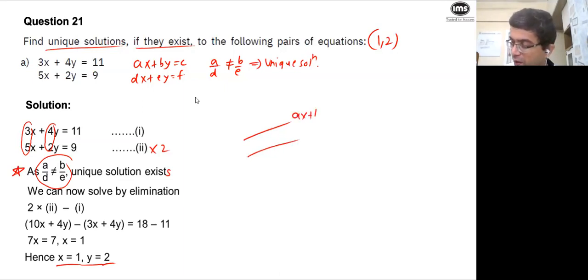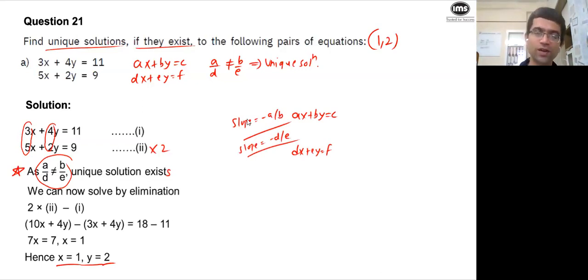Suppose this line is ax plus by is equal to c, and the other is dx plus ey is equal to f. What we will learn later is that the slope of this line is minus a upon b, and the slope of this line will be minus d upon e. So if the two are equal, they will be parallel, Mansi, bang on. So if the two ratios a by b happen to be equal to d by e, there will be parallel lines. That means they are never going to meet, and there will be no unique solution. There will be no common point on these two lines if they are parallel to each other, right?